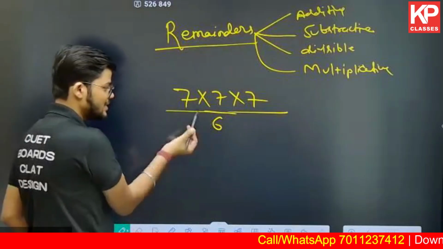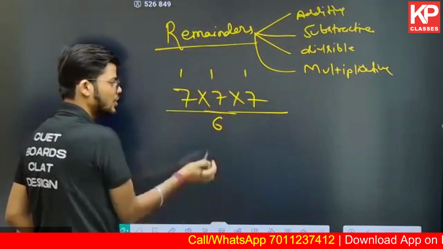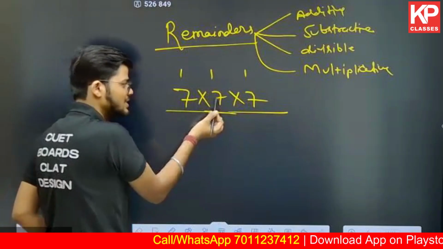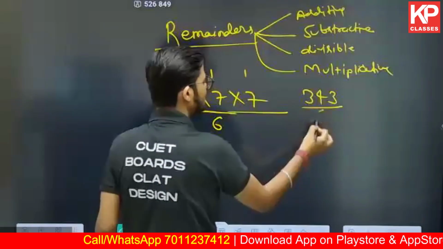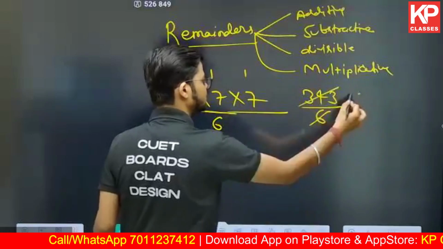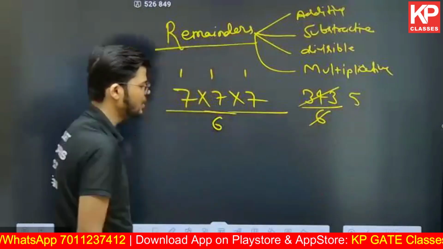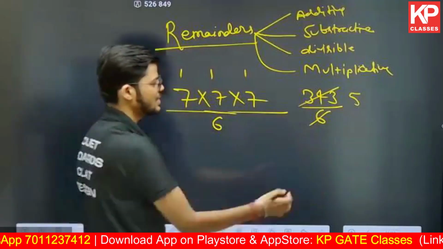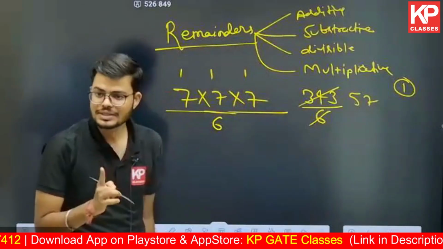If I divide 7 by 6, I'll be getting remainder 1. Here also 1, here also 1. Now if I multiply it, it will be 7 times 7 times 7, which is 343. Now if I divide 343 by 6, I'll be getting 57 as quotient, and you'll be getting remainder 1 here. So what is happening in this case?